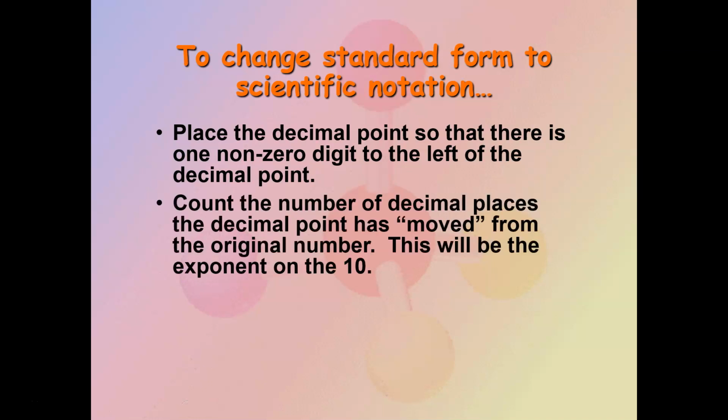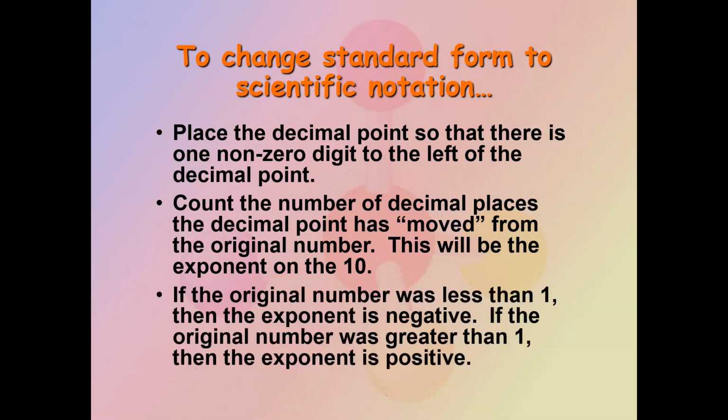We're going to count the number of decimal places that decimal point has moved from the original number, because keep in mind, all numbers have an imaginary decimal point at the very end of them. However many places we moved that decimal point will be the exponent on the 10. If the original number was less than 1, then that exponent is going to be negative. So when you have a really, really small number, your exponent is negative. If the original number was greater than 1, then the exponent is going to be positive. So really, really big numbers have positive exponents.